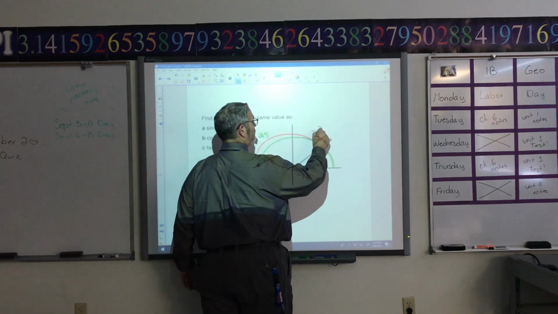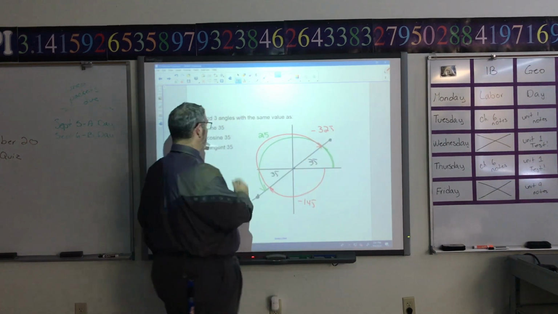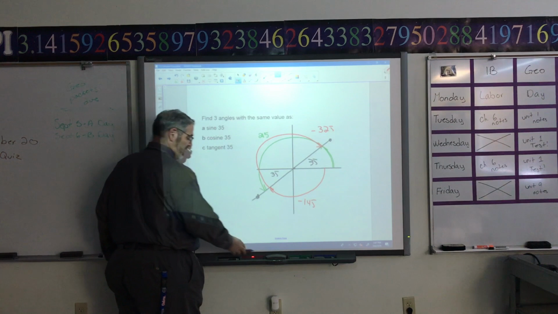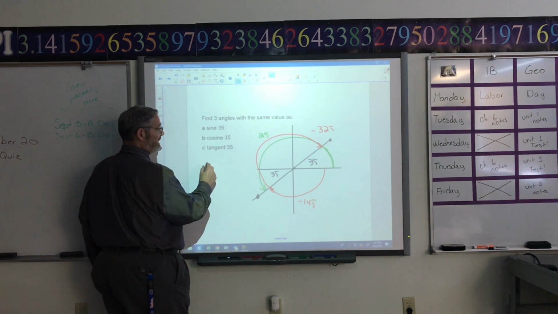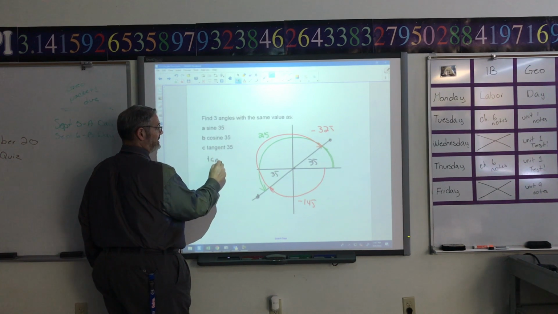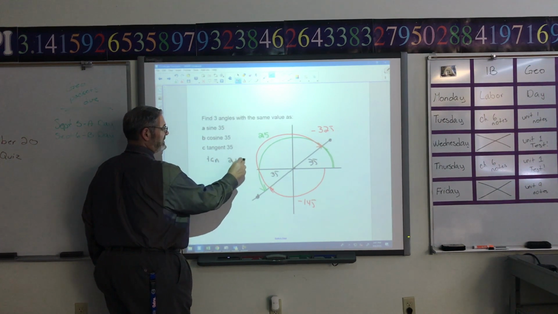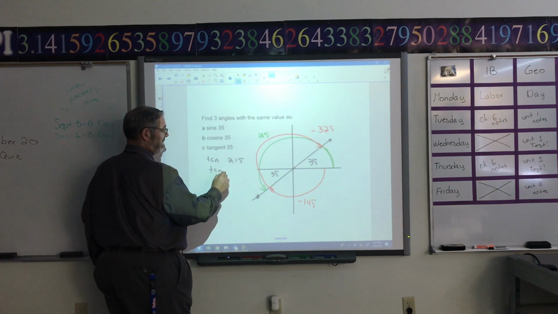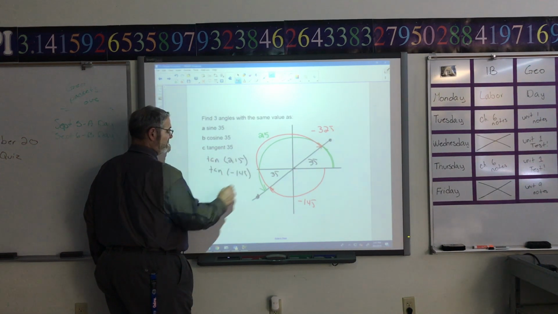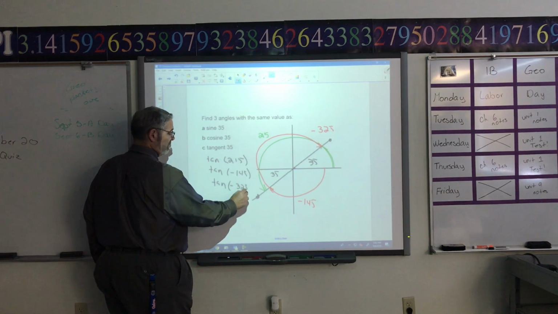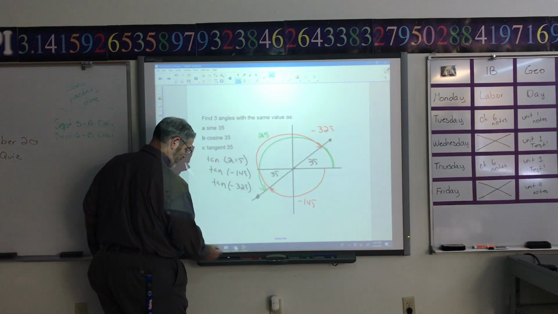So negative 325. So what are the angles that are going to give me the same as tangent of 35? Well, it's going to be the tangent of 215, the tangent of negative 145, and the tangent of negative 325.